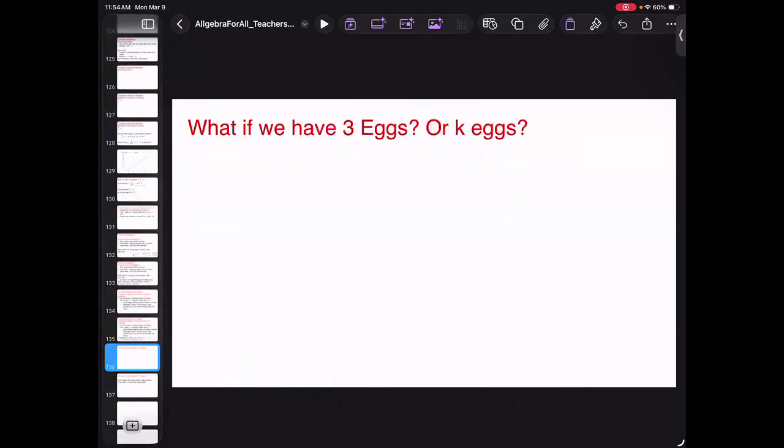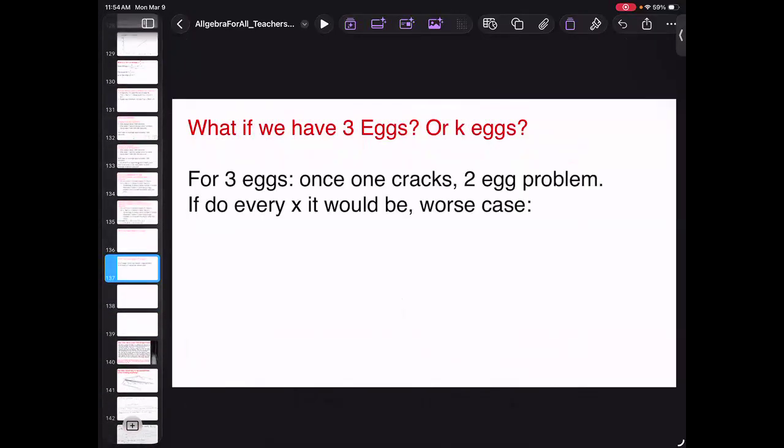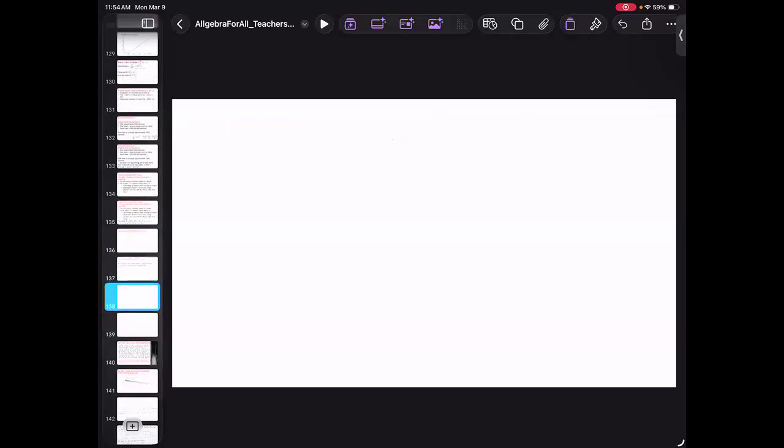So now you could ask, what would you do if you have 3 eggs or k eggs? I'm not going to go through the details now. If anybody's interested, I've actually written this up with kids who are in elementary school. So the kids in elementary school are the authors on a paper on this and trying to figure out how would you generalize this. So for 3 eggs, as soon as 1 egg breaks, it's the 2-egg problem. So you can go through and you can start analyzing.